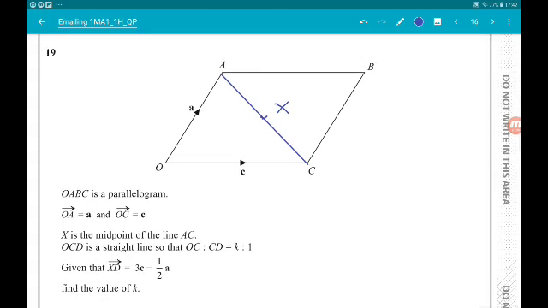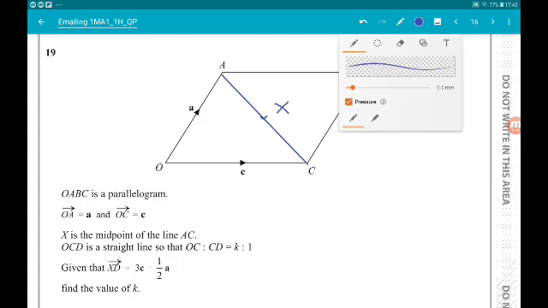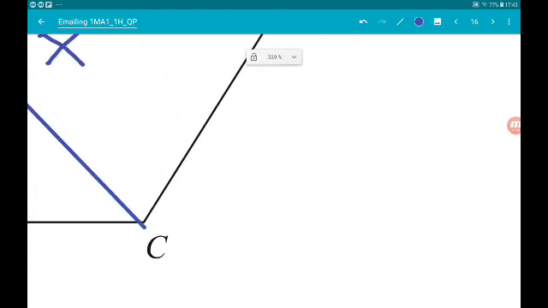Okay, next we are told that OCD is a straight line. So you might be thinking there's no point D. We're going to put one on. So because OCD is a straight line, that means we can go from O to C to D in a straight line. So that means that D is a point to the right of C. And it's also so that OC to CD is K to 1. So let's put point D on here somewhere. So what we're going to do is we're just going to extend this line out to a point D.